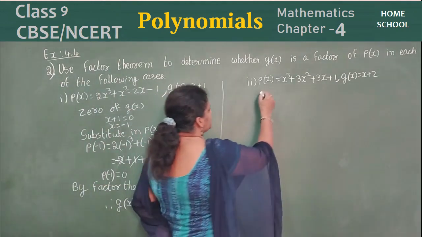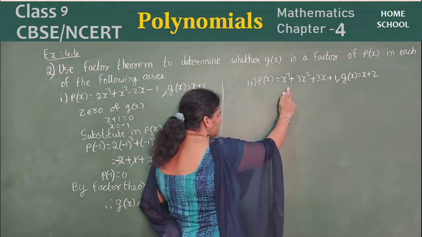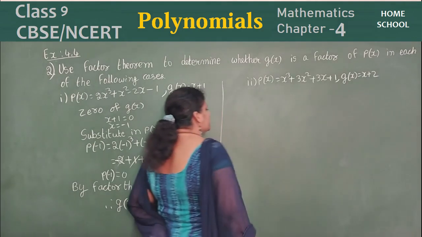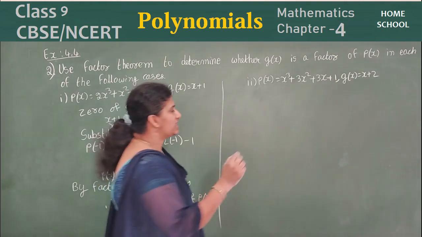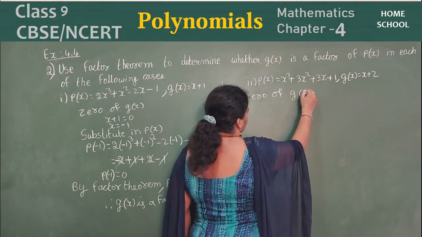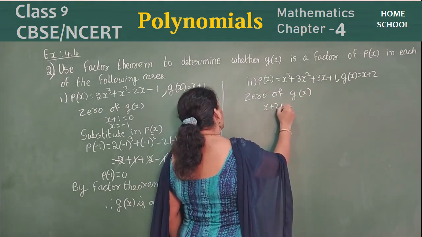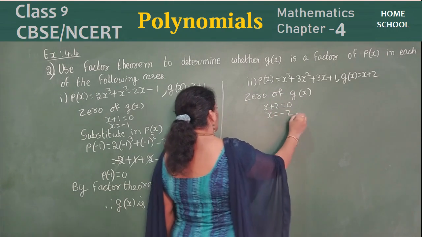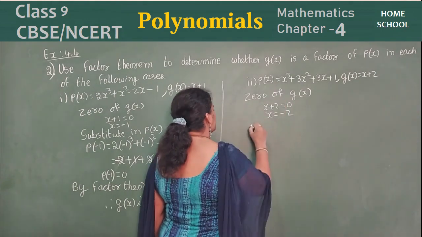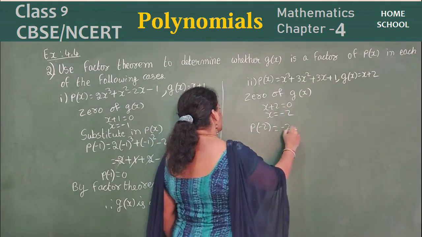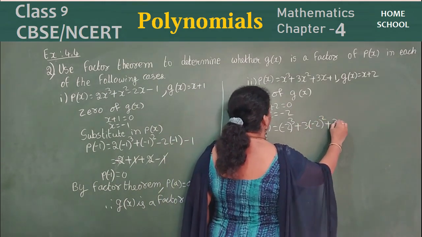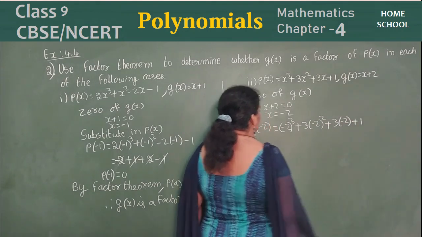Same manner. First, let's find the second problem. What is that? P of X equal to x cube plus 3x square plus 3x plus 1 and G of X is equal to x plus 2. First thing what we need to do? 0 of polynomial G of X. That is x plus 2 equal to 0. X is equal to minus 2. So now this minus 2 substitute here. P of minus 2 is equal to minus 2 whole cube plus 3 into minus 2 whole square plus 3 into minus 2 plus 1.